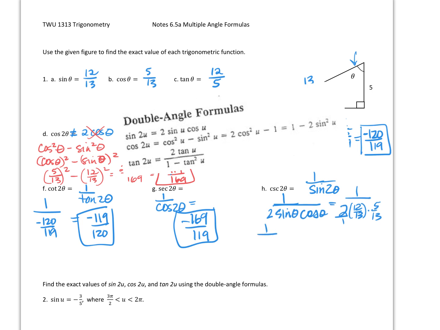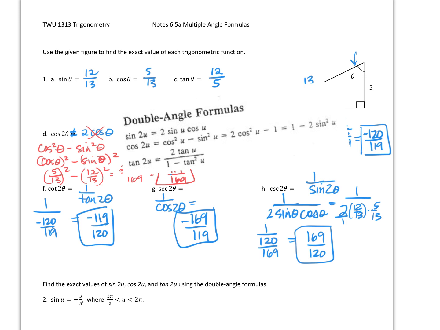So when I clean it up, I'm going to have 2 times 12 times 5, which is 120. 13 times 13 is 169. So when I divide by a fraction, I have to multiply by the reciprocal. So my answer will be 169 over 120. So there's my answer. Alrighty.